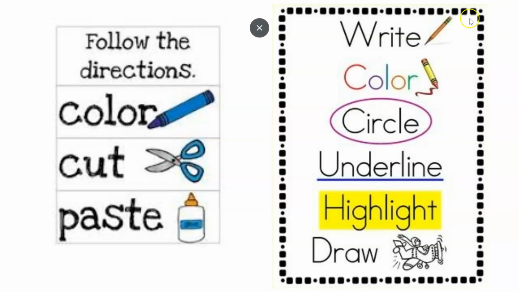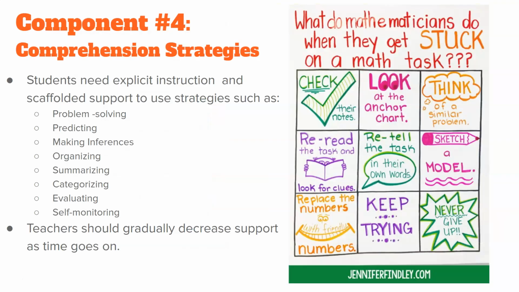I really like this one. When you tell the students to write, color, circle something, underline something, there are so many kindergartners that start school and they don't know what that means. And it doesn't matter if they're an English language learner or not. Kids have to learn what the word underline means, what the word highlight means, what it means to draw something. So these are just some visual directions you can use in your classroom.